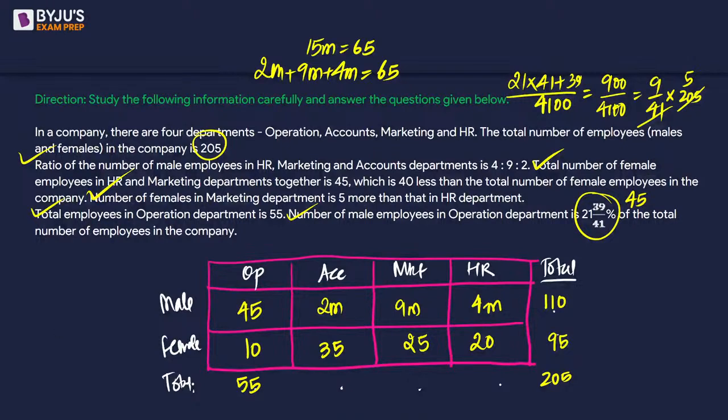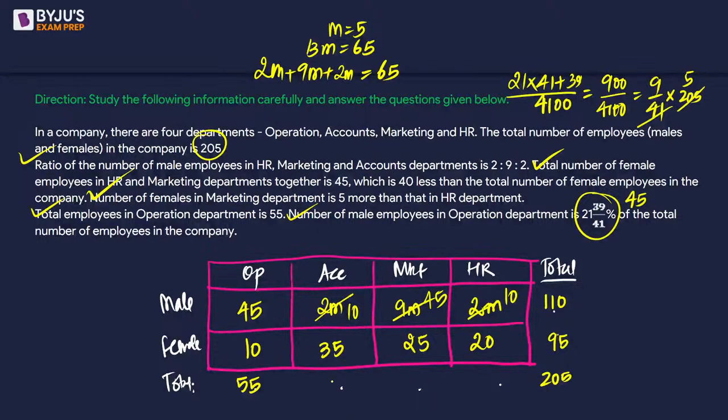Okay, so there is this particular typo here. This is 2:9:2. Then only this will make sense. So that 13M is 65, that will give us M is equal to 5, right? If M is equal to 5, this will become 10, this will become 45, and this will become 10.